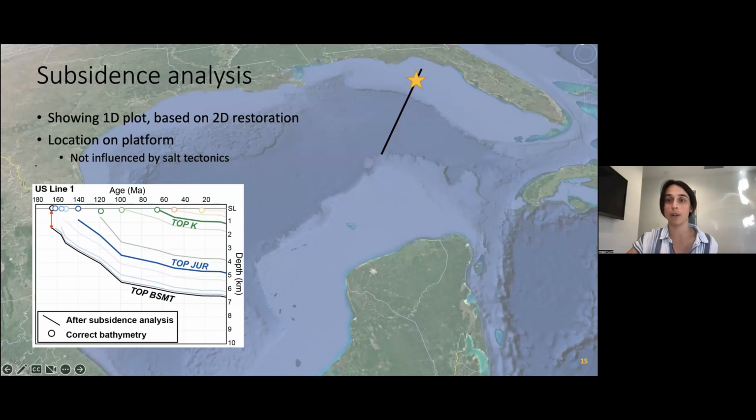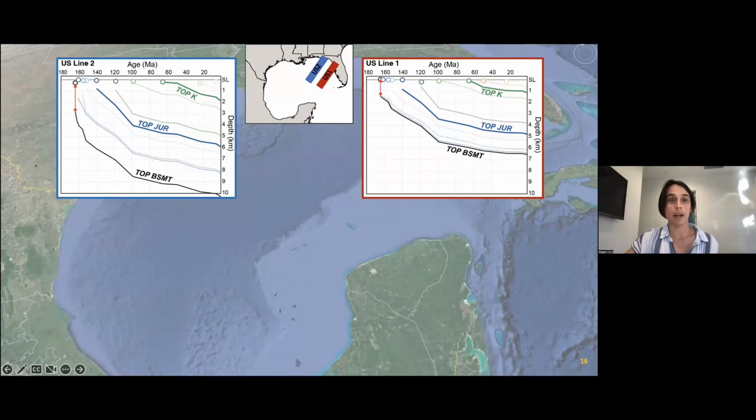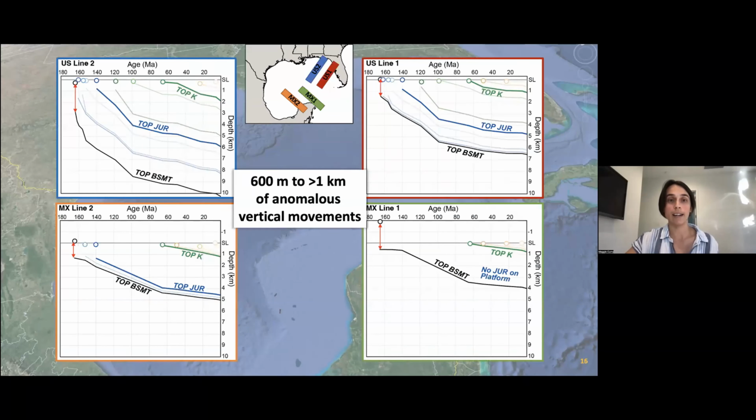It's on the scale of several hundred meters. And I'm observing it not just on one section, but on every single section that I looked at. So when all is done, I'm looking at 600 meters to honestly up to 2 kilometers of these anomalous vertical movements.